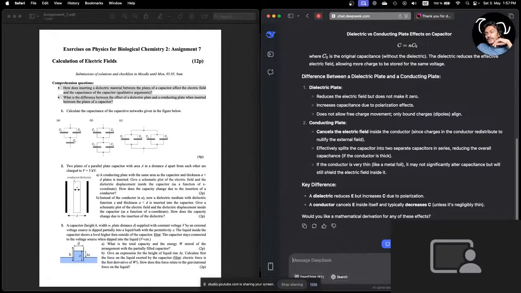Dielectric reduces electric field but increases capacitance due to polarization. Conductor cancels electric field inside itself and typically decreases the capacitance, unless it's negligibly thin. Okay, so conductors cancel the E inside themselves, typically decreasing the capacitance. So a conductor inside a capacitor decreases the capacitance.